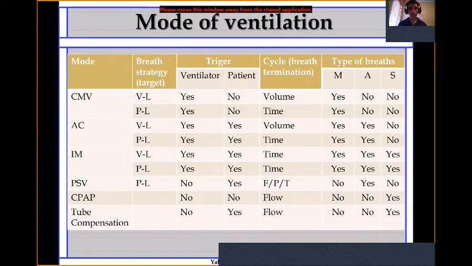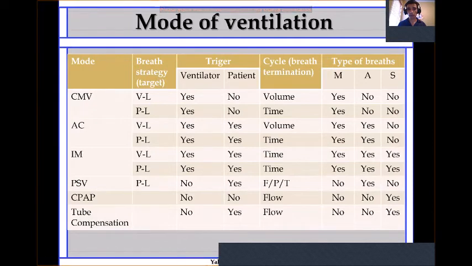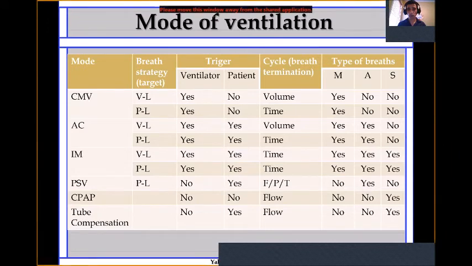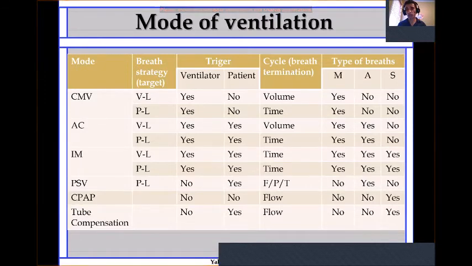Again, you can see that this is controlled mandatory ventilation. It can be volume limited or pressure limited. In pressure limited, does the ventilator trigger? Yes. In controlled mandatory ventilation, is the patient providing anything? The answer is no. How do we cycle in volume limited? Using volume. How do we cycle in pressure limited? Using time.